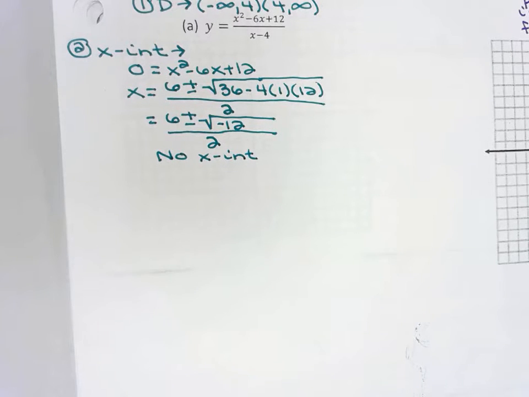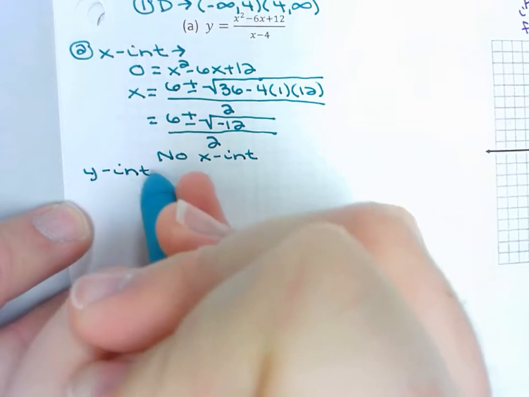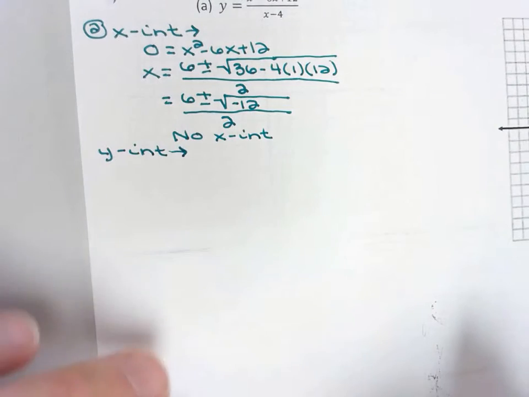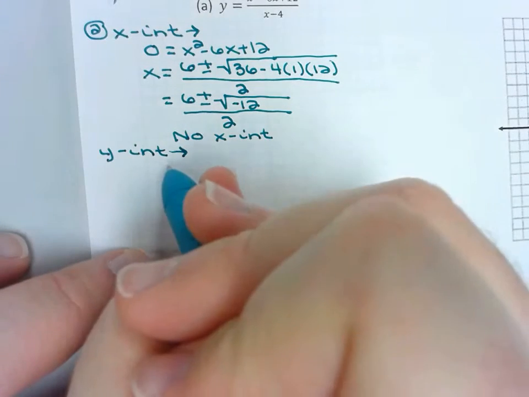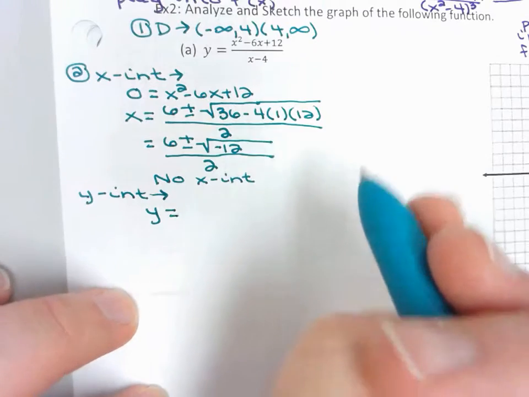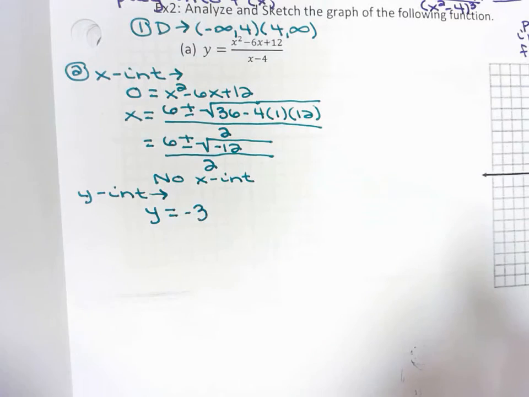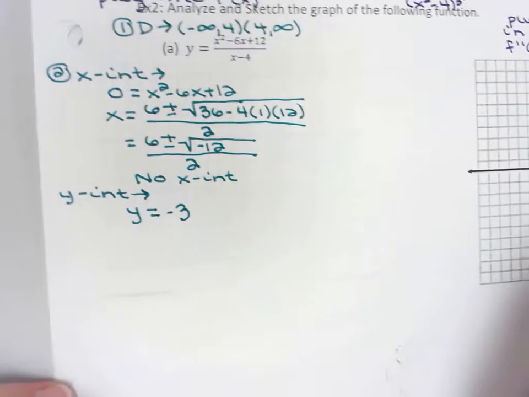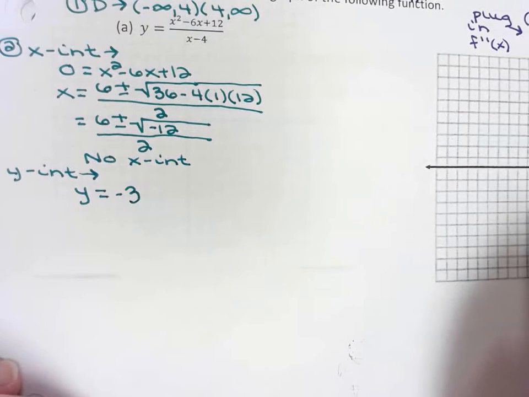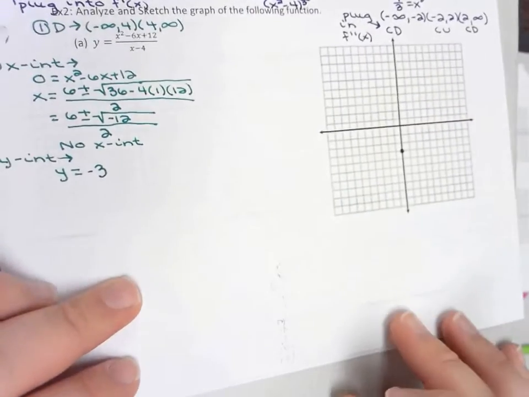For my y-intercept, plug in 0 for x. You don't necessarily have to show this step, but if I plug in 0 for x, I'm going to get back 12 over negative 4, or negative 3. So my y-intercept is negative 3. I do not have any x-intercepts. Questions so far?